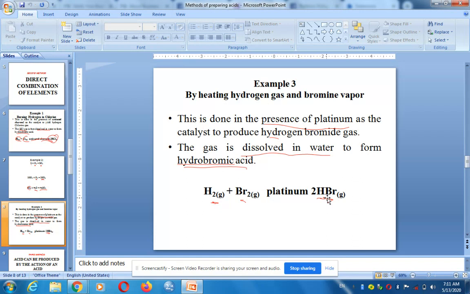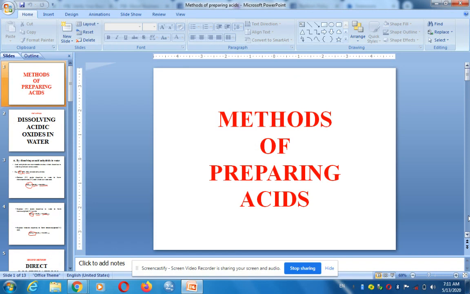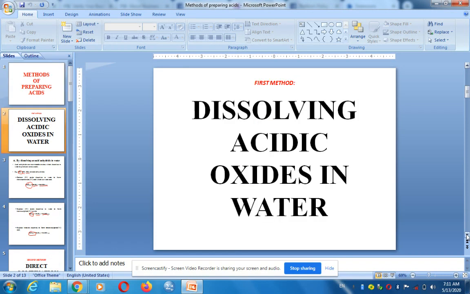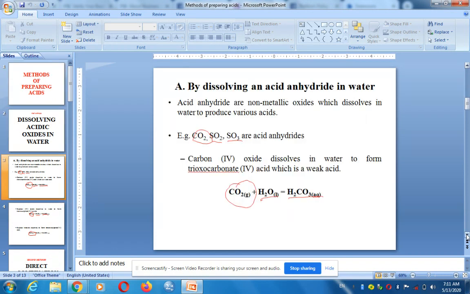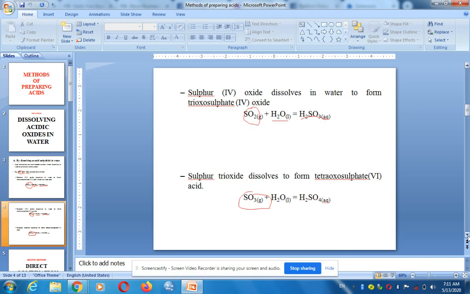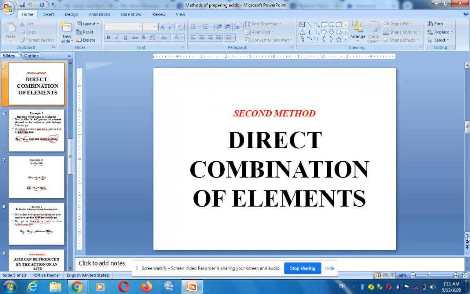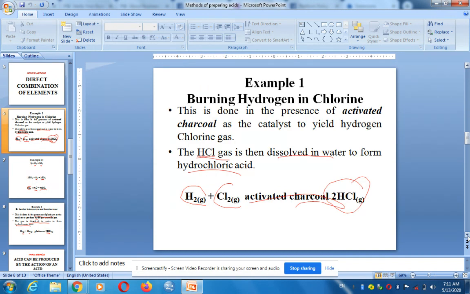So we have looked at two methods now. I've given you examples in the first one. You remember the first one, acid anhydride. Just taking your non-metallic oxide and dissolving it in water, it will give you your acid. The second method is direct combination of elements, and it's going to give you your acid.